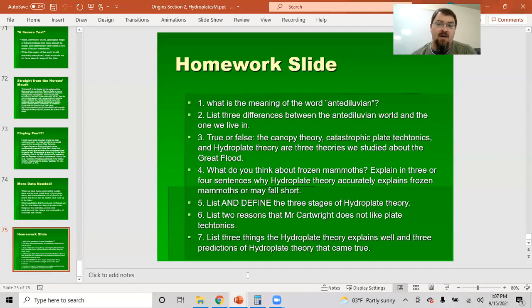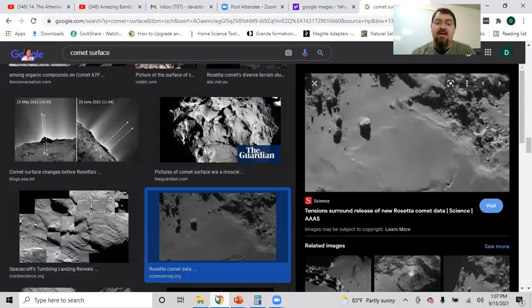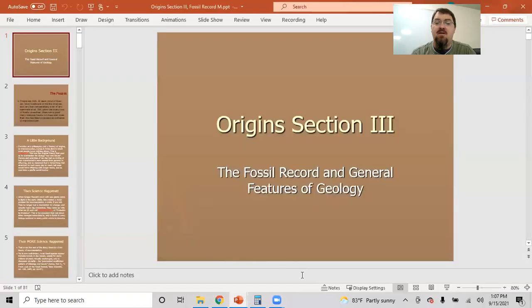You have your homework slide here that you can work on for homework if you have time. I'm well aware of the fact that many of us have a very full plate this year, so I leave that up to you. And we're going to get into the second section, which is originally the third section, of course, of origins, which is the fossil record and general features of geology. Okay, so if I can hit the right button, that would really be a benefit.